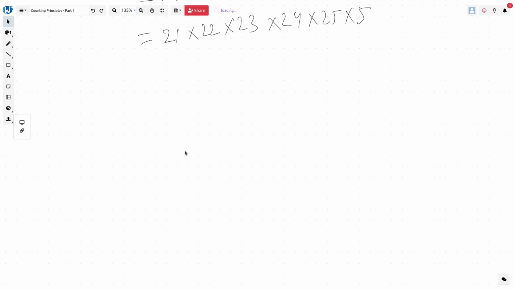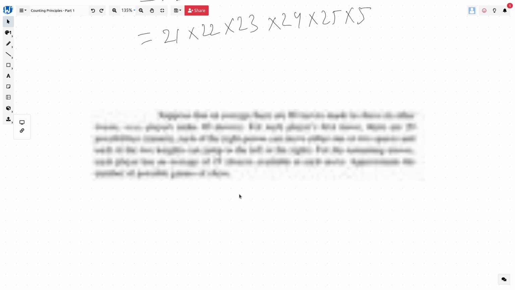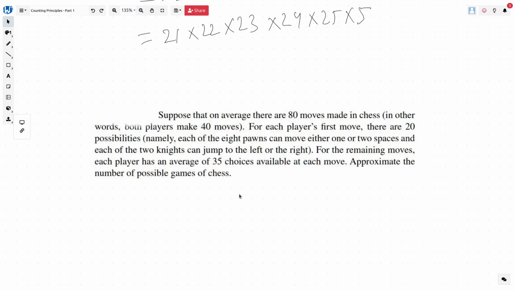So here comes our second problem, right? Suppose that on an average there are 80 moves made in a chess game. So chess is a game. Why is chess more interesting? Because you cannot count the number of moves each player plays against the other, right? But in this case we are going to count that. So suppose that on an average there are 80 moves made in the chess game. So each player can make 40 moves each, right?